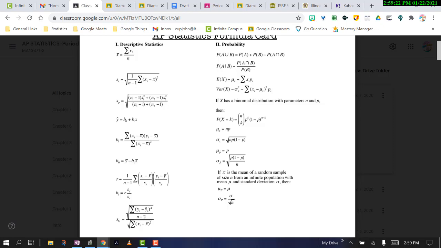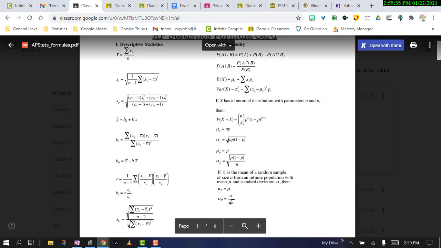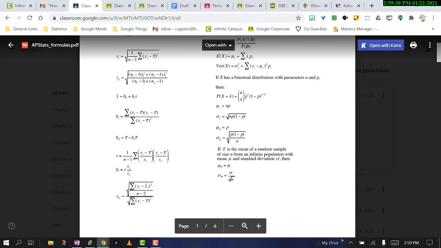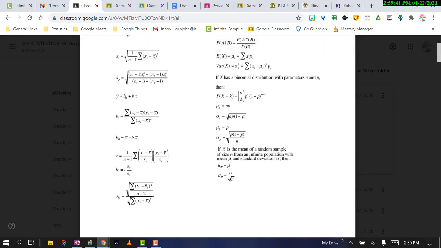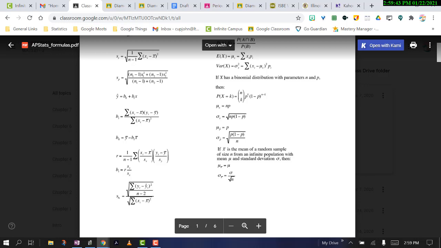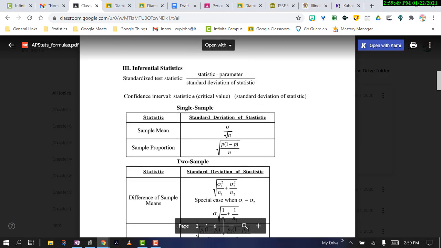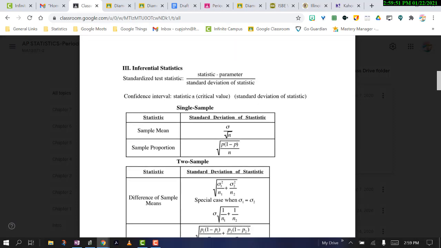Mu of p hat equals p. Sigma of p hat equals the square root of p times 1 minus p over n. X bar is the mean of a random sample of size n from an infinite population with mean mu. Mean and standard deviation of this. But again, we need a 10% rule to do that. But that is our standard deviation. We saw that over and over again. And that's it. Just these couple things, because really just this one line starts our next chapter.